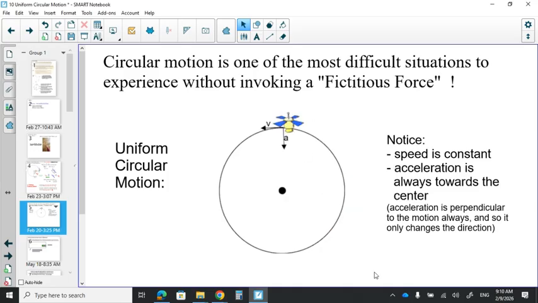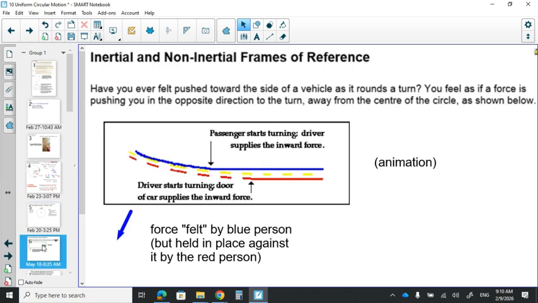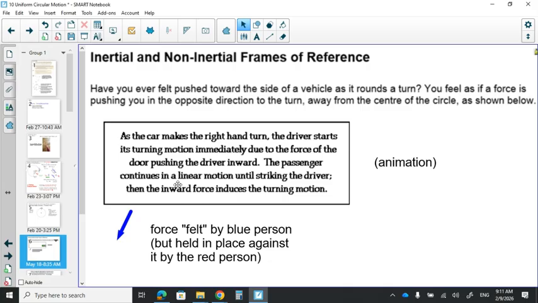In this scenario, acceleration is always perpendicular to the motion at any given time, as you can see. So it's not changing the speed, it's just changing the direction. So it's constant speed, but of course not constant velocity, because the direction is changing. This little animation is to help us think about something here. Give it a second, it'll start again.